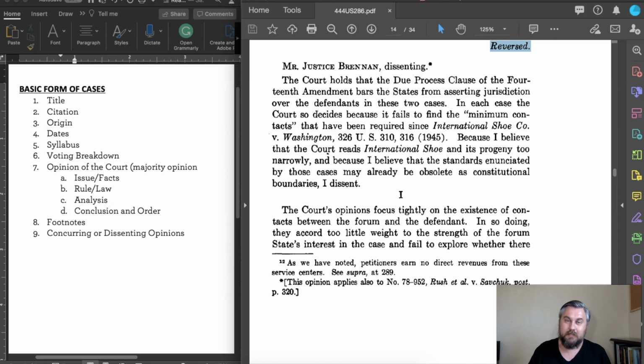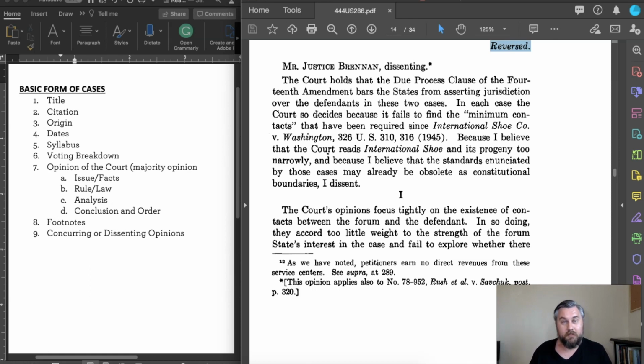But the key thing is that there's nothing binding about the dissenting opinions. Those are really just good information, and it might signal that maybe the court will change its mind in the future, or maybe that this is a very controversial decision, but there's nothing authoritative about the dissents. It's really just important or helpful information.